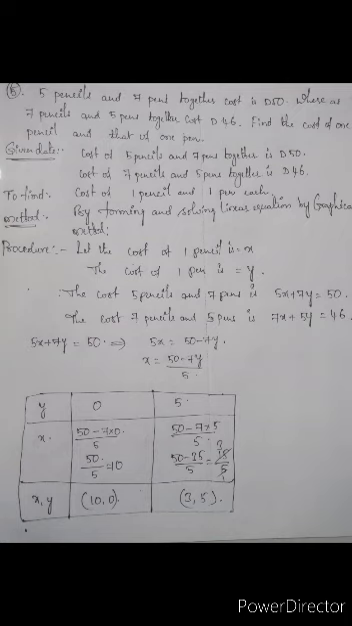So what is given in the question? The cost of 5 pencils and 7 pens together is $50 here. The cost of 7 pencils and 5 pens together is $46. What to find? The cost of each pencil and each pen. How to find? By forming and solving the linear equations by the graphical method.